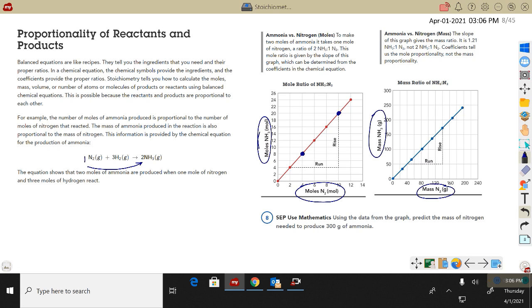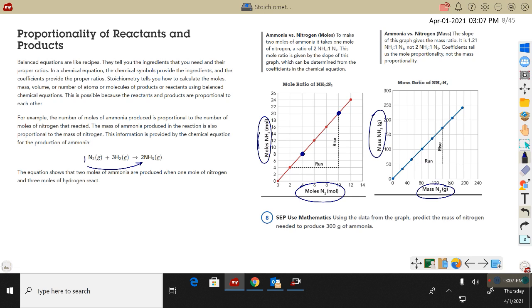Well, eventually we'll do some calculations where we can calculate the exact mass of nitrogen needed to produce a certain mass of ammonia. And this is so real world chemistry that there's a certain amount of desired product, so I have to kind of work backwards and figure out, okay, well then how much nitrogen do I need? How much hydrogen do I need? Well, here we're just going to use the graph and make a prediction.